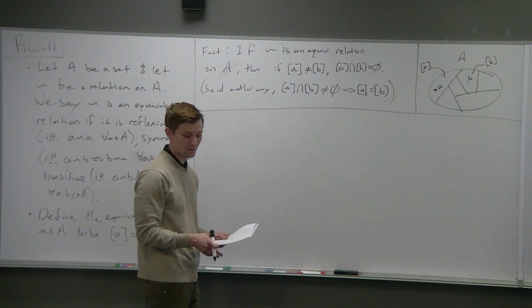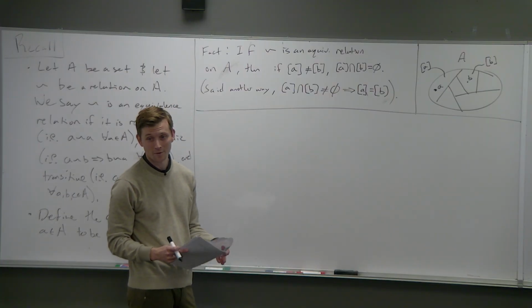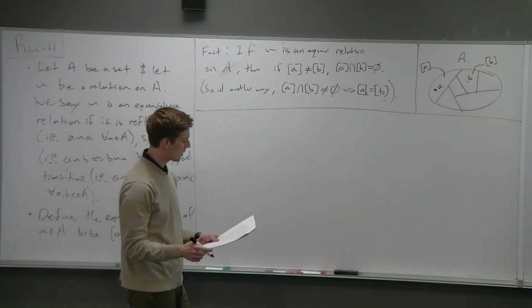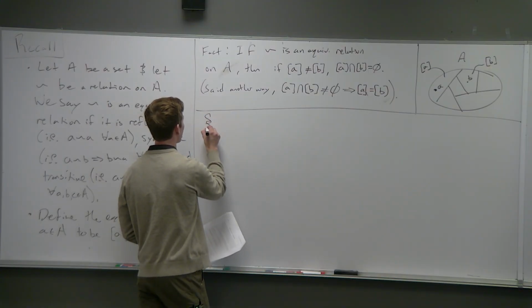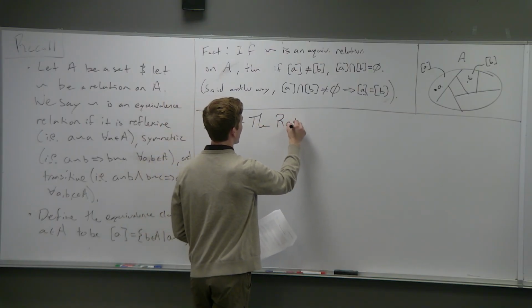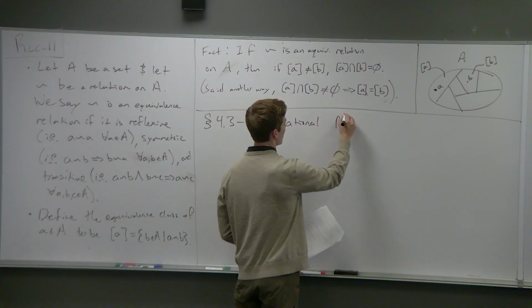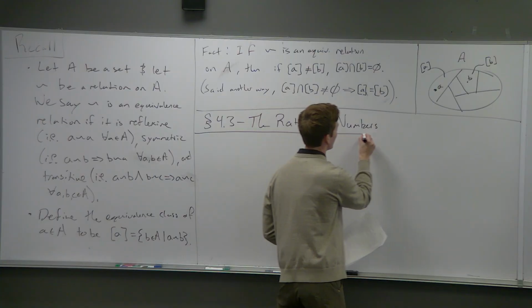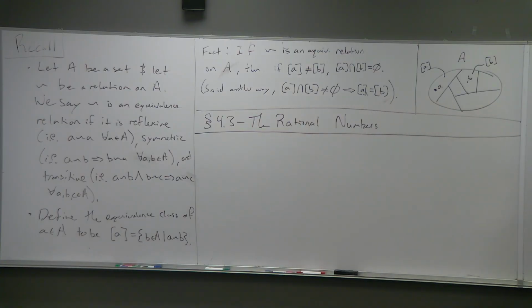Now, today what we're going to do is construct the rational numbers. So kind of fun. There's a lot of different ways to do this. We're going to do one particular way that's not too bad. So we're in section 4.3, the rational numbers. And to be clear, we will not say all you can say about the rational numbers, which is quite a bit. Yes? What do we got?